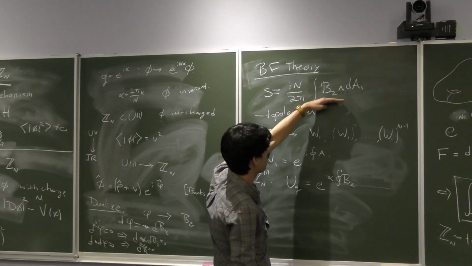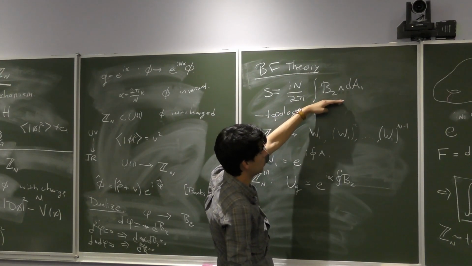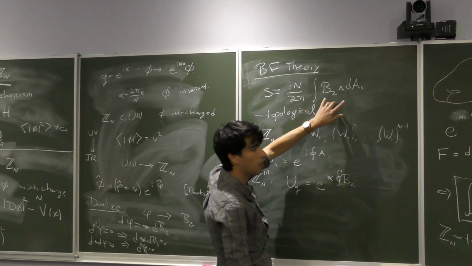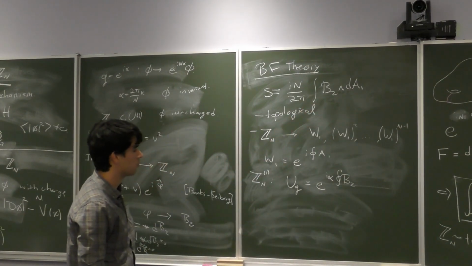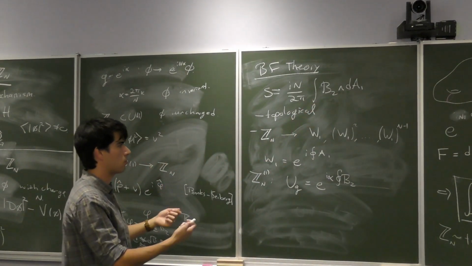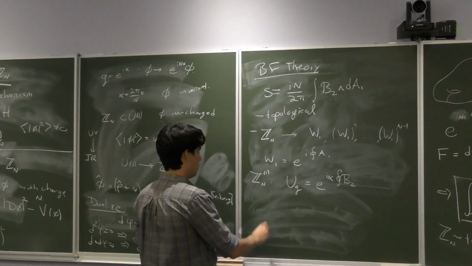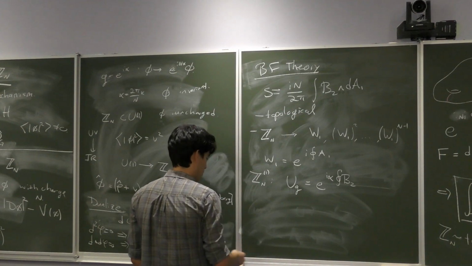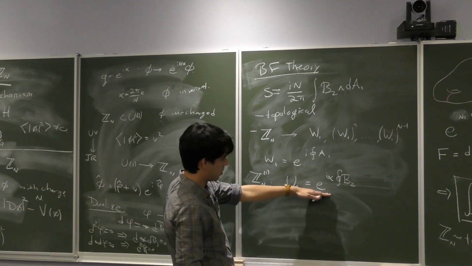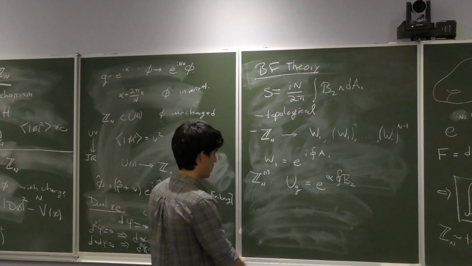So this, people may not have seen an action where the kinetic term is sort of off diagonal like this before, or it's not like the field's derivative of the field squared. So I'll just tell you what it does. And essentially it turns these lines into the symmetry defect operator.